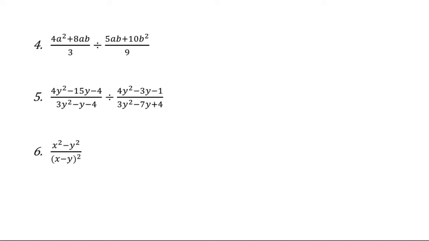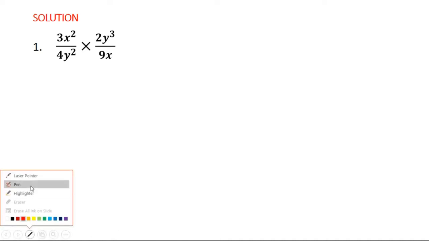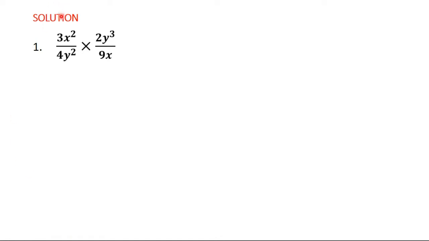algebraic expressions involving fractions. So let's begin with the first one. We have 3x squared over 4y squared times 2y raised to the power 3 over 9x. So the main goal we have here is to multiply the numerator with the numerator and the denominator with the denominator. But if you have common factors, you first have to cancel the common factors out.